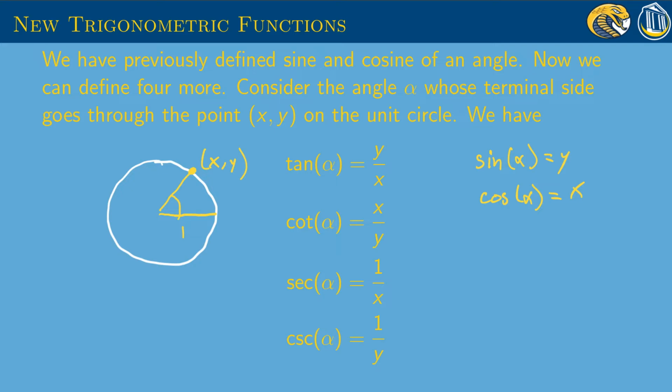Similarly, we can define four new functions on the same unit circle. Tangent, so that tangent of alpha equals y divided by x. Cotangent, so that cotangent of alpha equals x over y. Secant, where secant of alpha equals 1 over x. And finally, cosecant, where cosecant of alpha equals 1 over y.